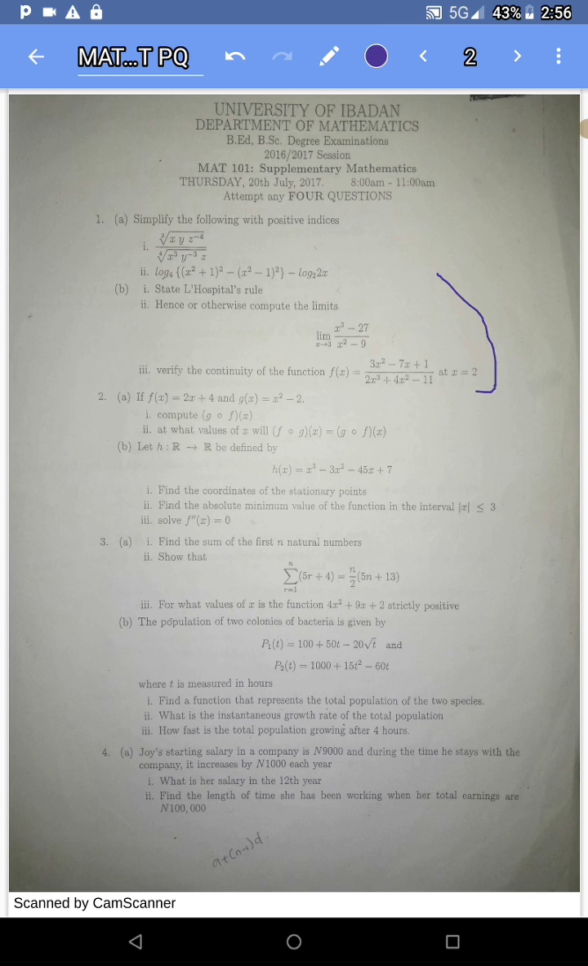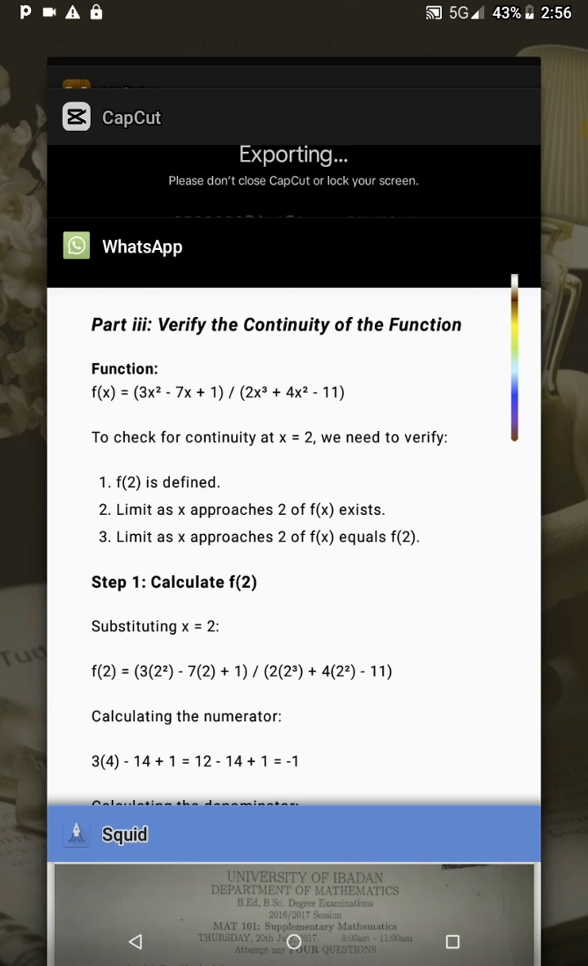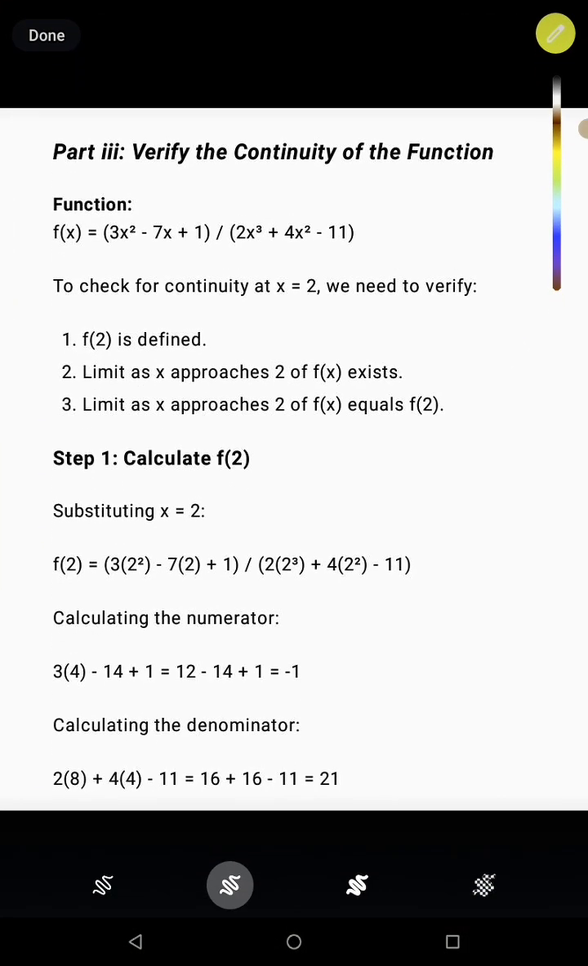Now we want to check the continuity at that point. Is it continuous at that point? There are three things you check. If you are asked to check the continuity of the function at a particular point, the first thing is: does the function exist at that point? Is the function defined at that point? Naturally, since you have a rational function, there is a point where it is not defined. That is the point where the denominator equals 0. So, is the function defined at that point?